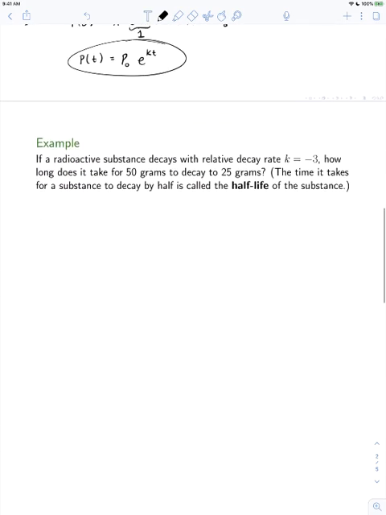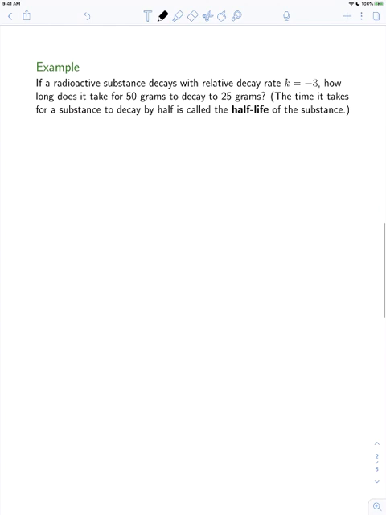Let's look at an example. If a radioactive substance decays with relative decay rate k equals -3, how long does it take for 50 grams to decay to 25 grams? Here we're asking how long it takes for a substance to decay by half. That time is what's known as the half-life of the substance.